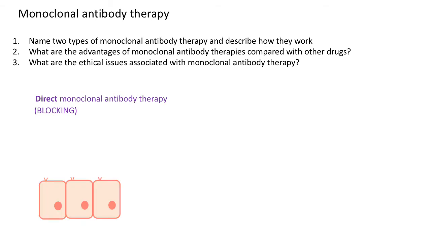Okay, so the 2 types of monoclonal antibody therapy. The first, direct, and you should think of this as a blocking therapy. So let's take a look at what we mean by that. Let's say we've got some cells and the V-shaped structure on their surface is a receptor. That might be a receptor for a growth factor protein.